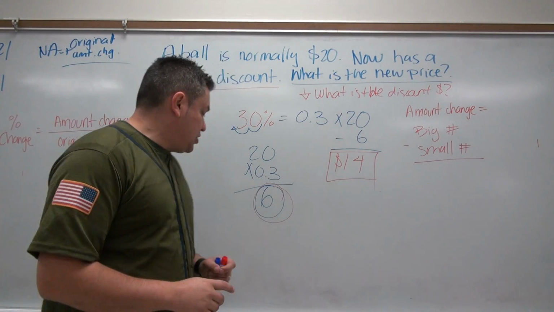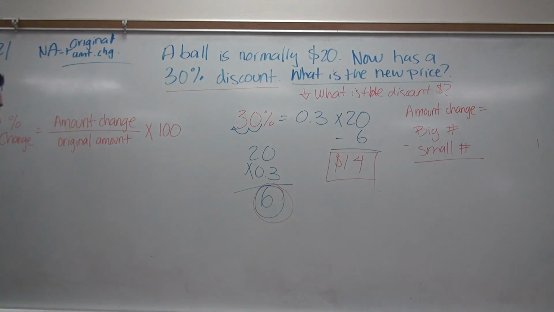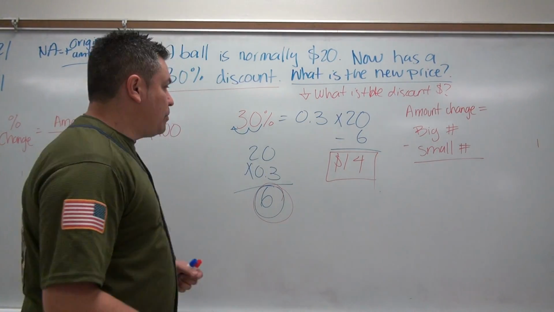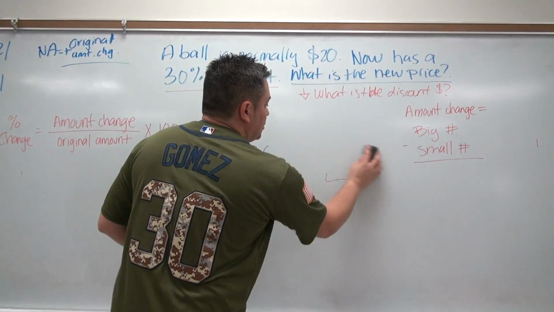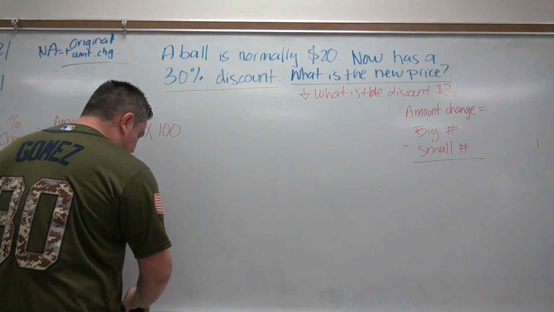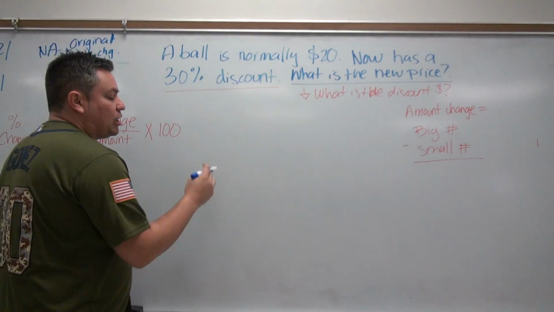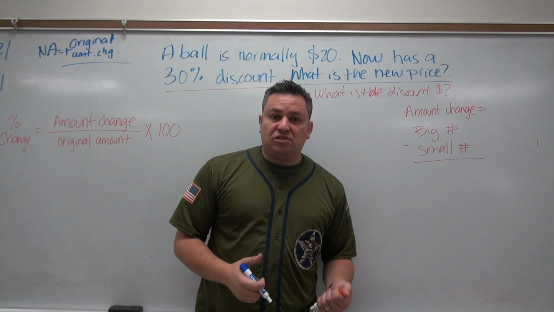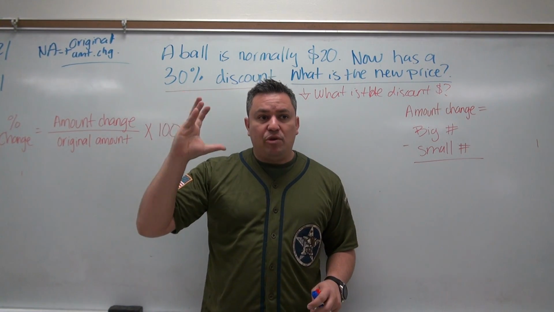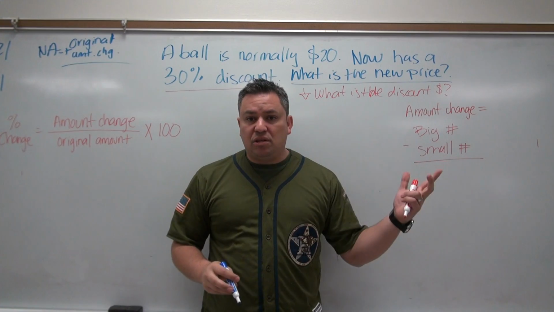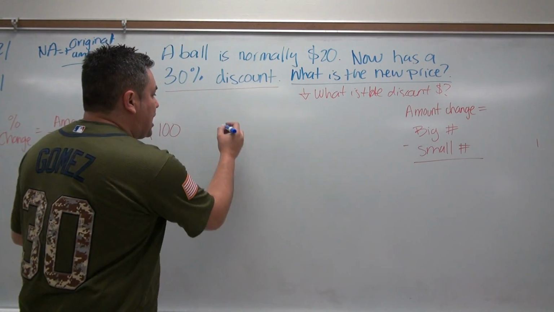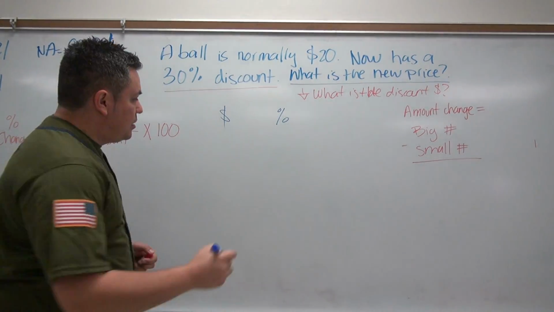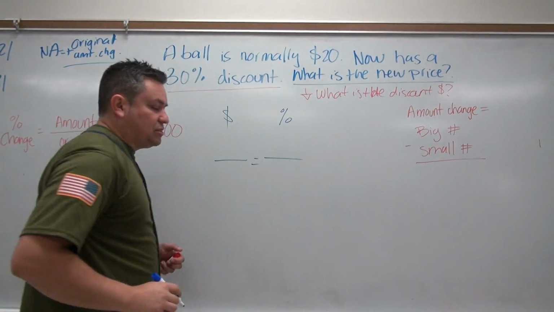Now, the other way that I'm going to show you how to do it is using the cross products method. And some of you might know this by butterfly. Okay? Butterfly is just a common term that a lot of people use. Now, let's pay attention. Setting up a cross products is just setting up a proportion. To set up a proportion, you need to have the same units on one side and the same units on the other side. So on one side, we're going to have the money amount. And on the other side, we're going to have the percentages. And we're just going to set up two fractions.